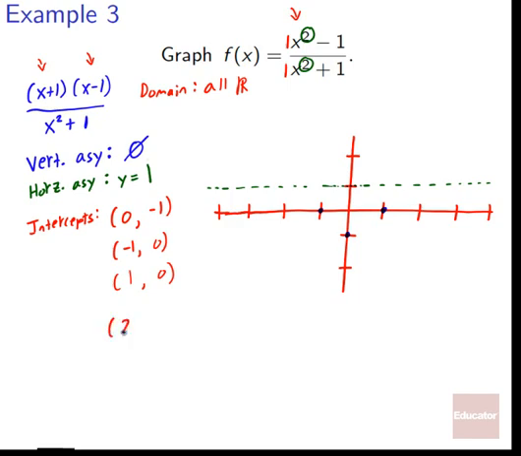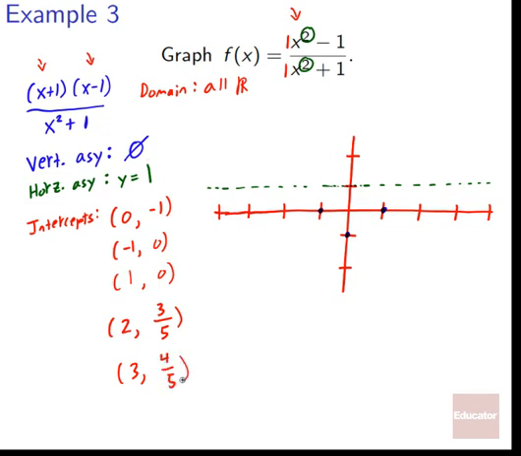At positive 2, we plug that in, we get 2 squared minus 1, so that's going to be 4 minus 1, or 3, divided by 2 squared plus 1, that's going to be 5, so 3/5. Great. Let's try 3. Plug that in. We get 9 minus 1, 8, divided by 9 plus 1, 10. So 8 over 10. 8 over 10 simplifies to 4/5.